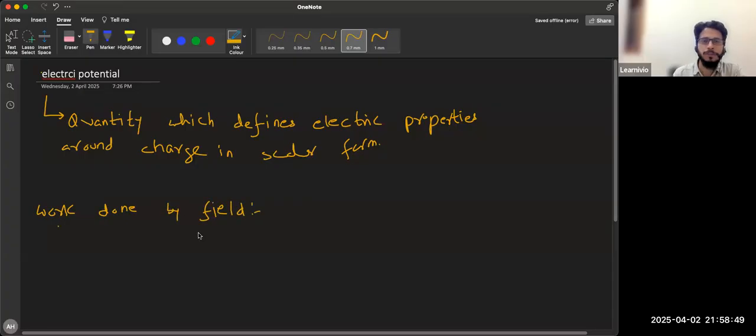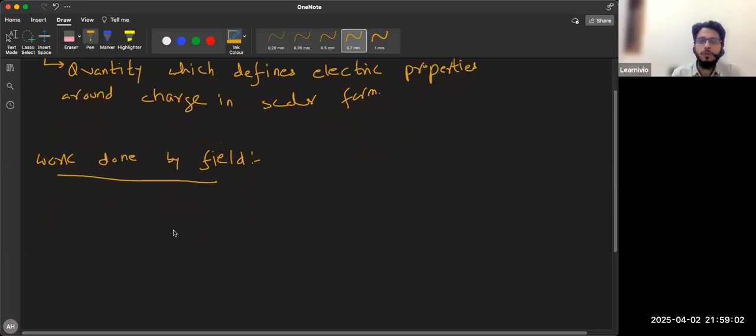So we'll keep this discussion very, very general. It's valid for all types of charge configuration, whether it's a point charge or a sphere or a line charge or sheets. This discussion is absolutely independent of a particular type of charge distribution. So, work done by a field.